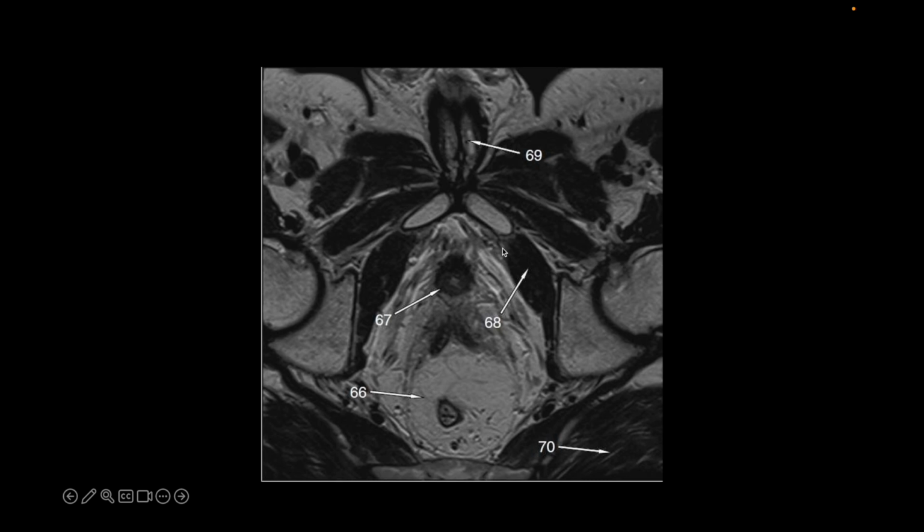68 is the left obturator internus muscle. 69 is the corpus cavernosum on the left. These are the paired structures, so this is the left one. And 70 is the left gluteus maximus muscle.